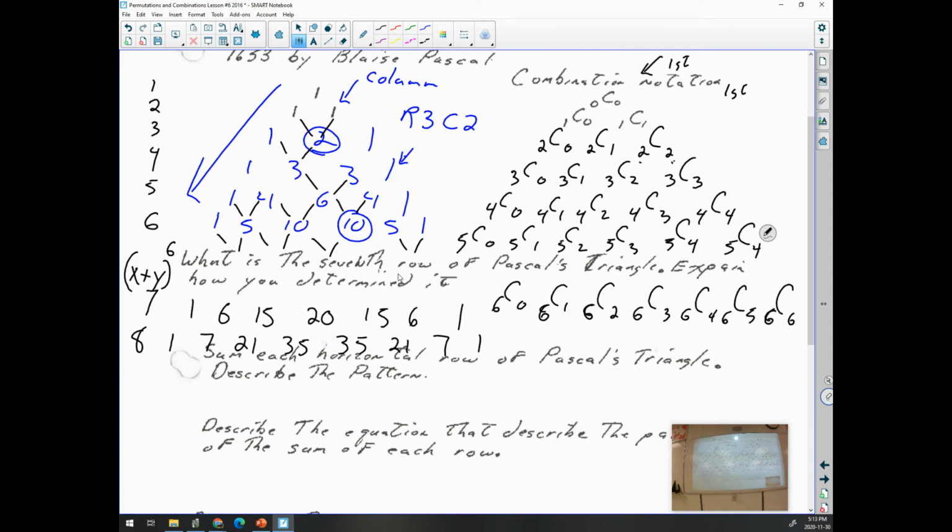So basically what we have here is this pattern. I can continue this pattern on to the 20th row in either one of these. If I'm going to do the 20th row of Pascal's triangle, I'm going to do it in combination notation because I can pick up some patterns. Here we have our 6th row, it starts with 5 choose 0.